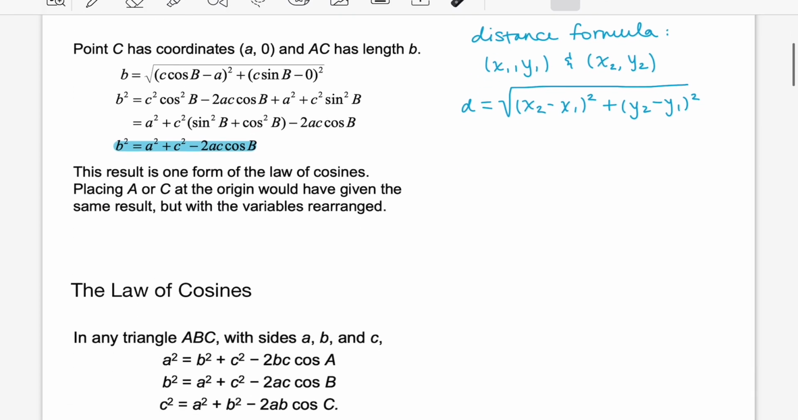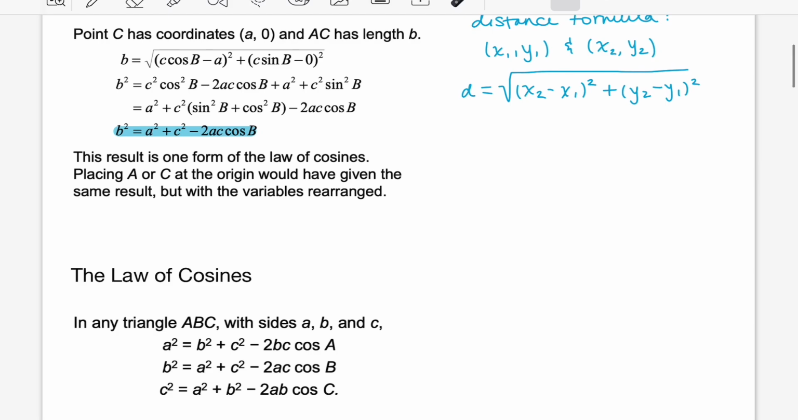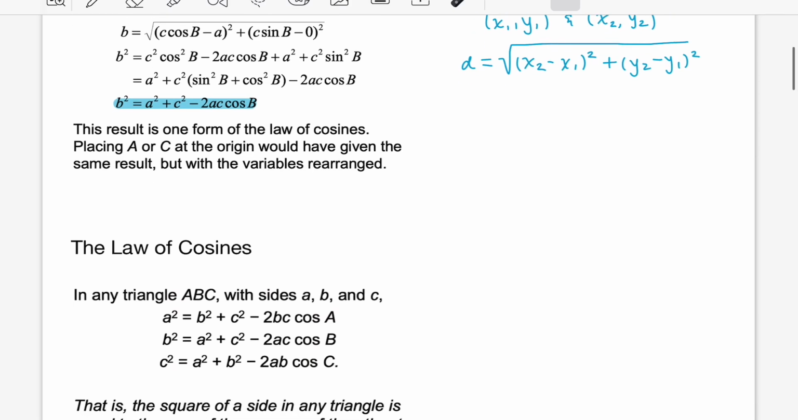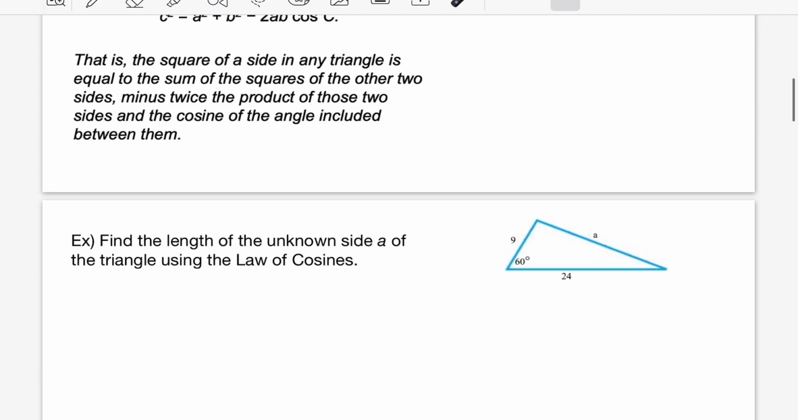So this brings us to the law of cosines, which says the following. In any triangle ABC with sides a, b, and c, this holds. And so we can use this information to solve a non-right triangle. Let's do exactly that here. We're given this triangle, and we want to find the length of the unknown side a using the law of cosines.